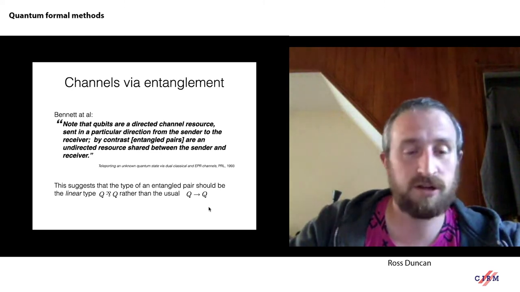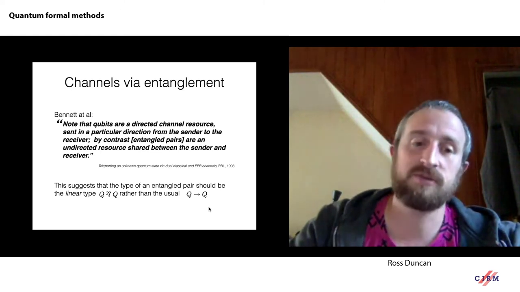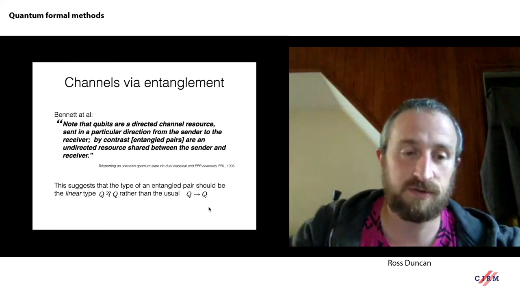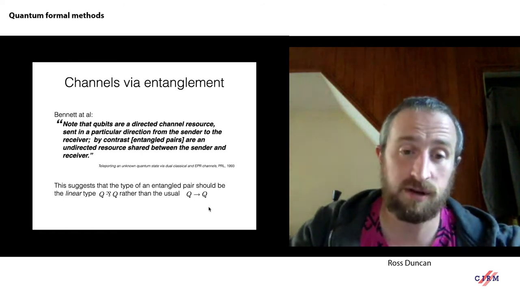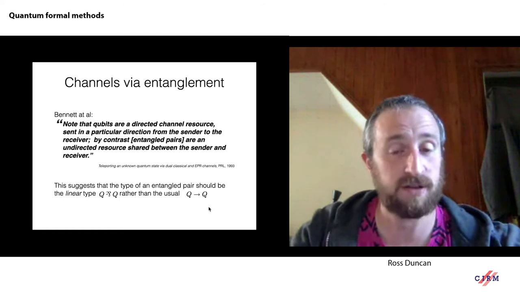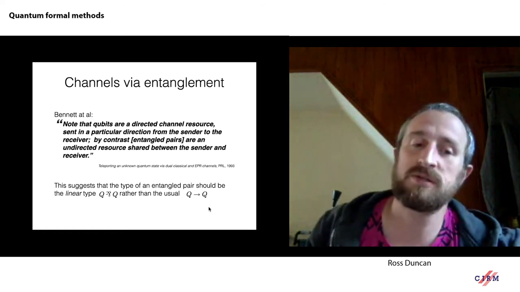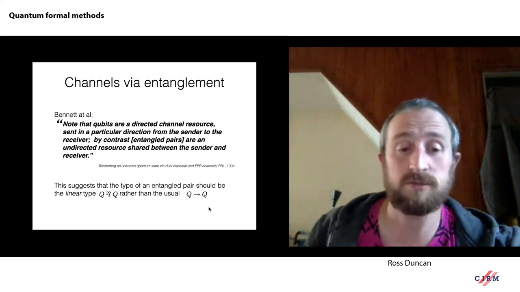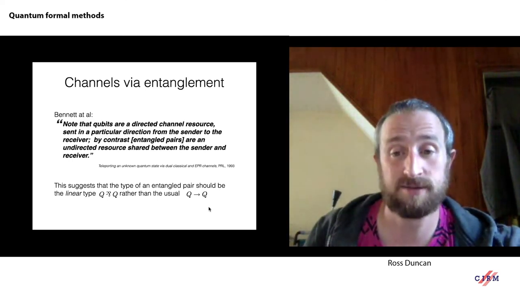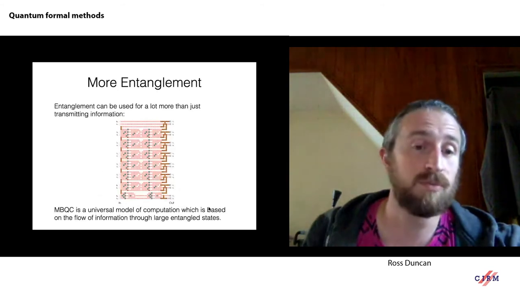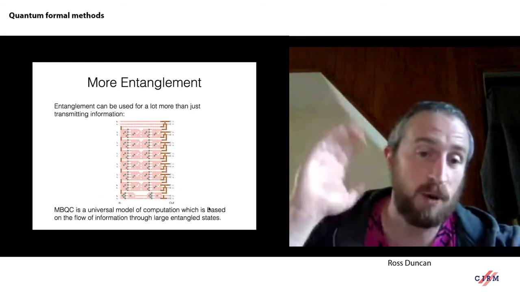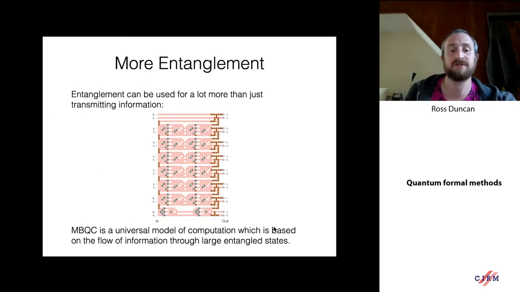And if you've studied multiplicative linear logic, this will probably be very suggestive of the par connective in classical multiplicative linear logic. So is it possible that we could build a logic for quantum states based on that? And we want to do more than just have channels, right? We have complicated entangled states which can serve as universal models of computation. So what can we do?